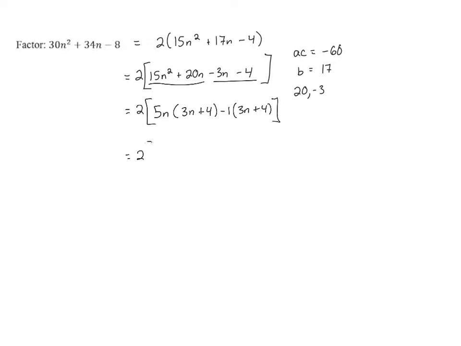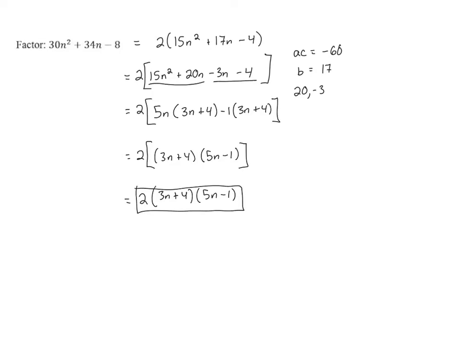So let's see. Both of those groups had a 3n plus 4 as a factor, so that's going to be the GCF of the two groups. And when we pull that out, that leaves us with 5n minus 1. And the very last thing I'm going to do is get rid of the brackets. We don't need them when this is all just multiplication, so we end up with 2 times 3n plus 4 times 5n minus 1, which ends up being our final answer.